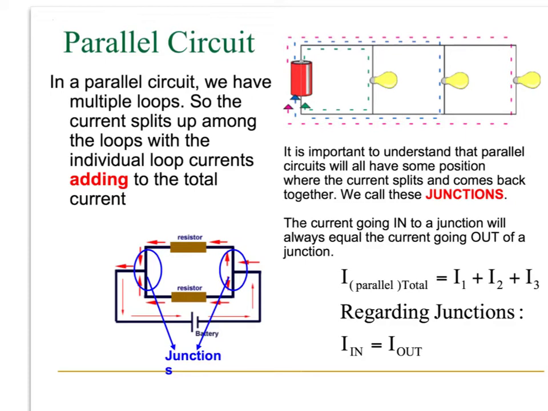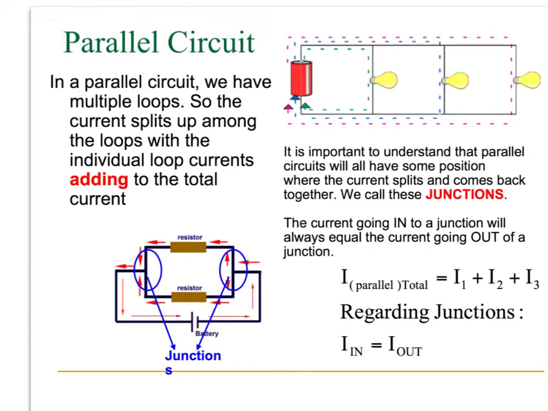It is important to understand that parallel circuits will all have some position where the current splits and comes back together. We call these junctions. You can think of these like junctions on the road. That's a spot where you can choose to go in one direction or another. The amount of current that goes into a junction must equal the amount of current that comes out of the junction on the other side.